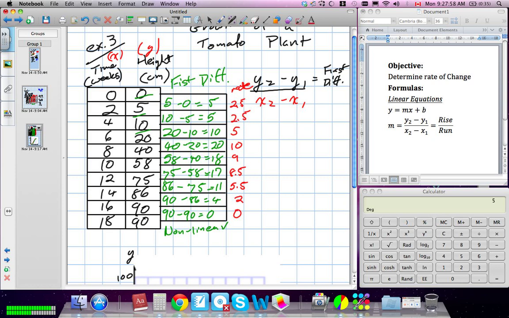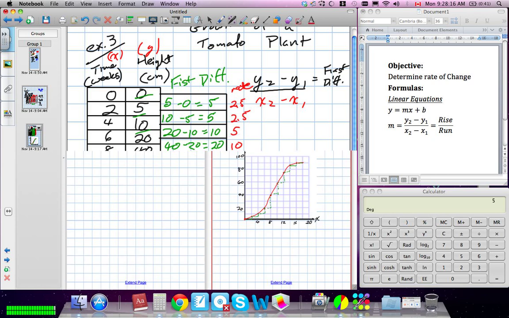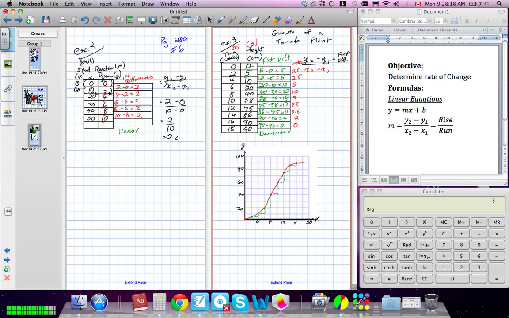So, by finding the first differences, we are able to speed up finding our average rate of change between each of our coordinates. We found out that it slowly took off, picked up in speed, 5, 10, 9, decreased, and finally matured all the way. So, what we've done between the two of these is, in our first example, we had a constant rate of change.